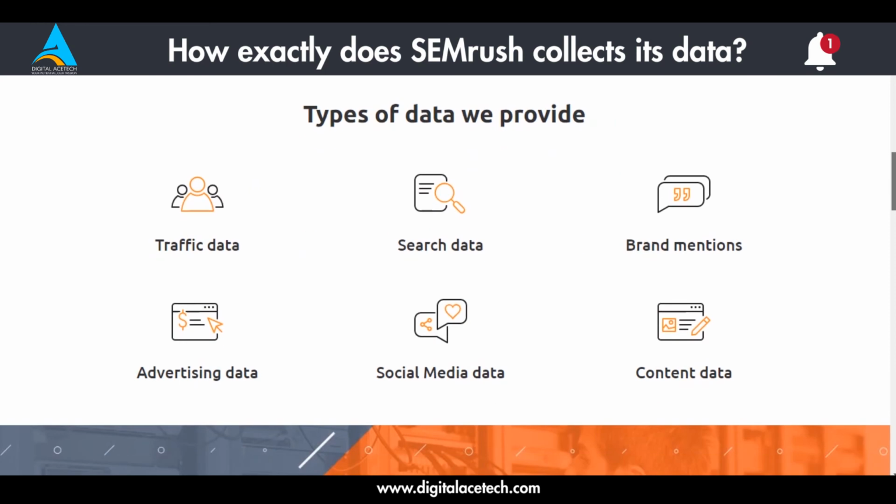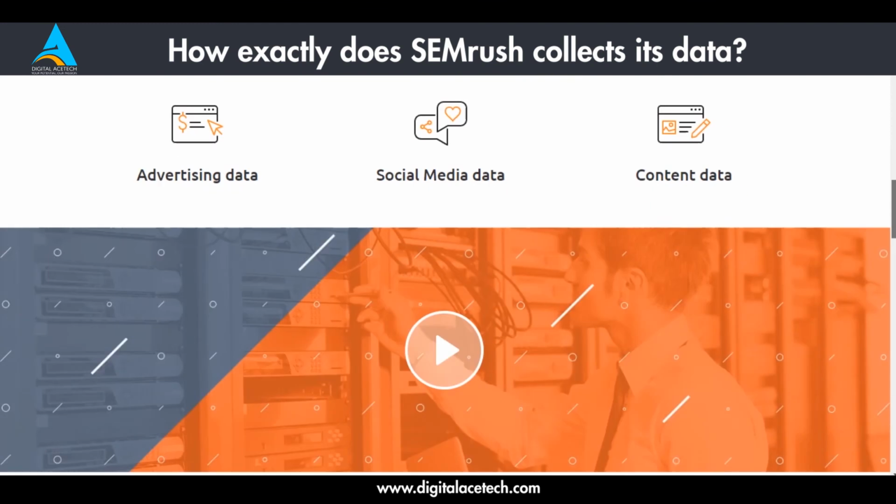And these are the types of data SEMrush provides: traffic data, search data, brand mentions, content data, social media data, and advertising data. Most of these are related to digital marketing, and that's why you can understand how SEMrush is very thorough and comprehensive when it comes to providing information like keyword research or backlinks, because they have a very diverse range of tools that they use to collect data and provide it to all of the audiences.